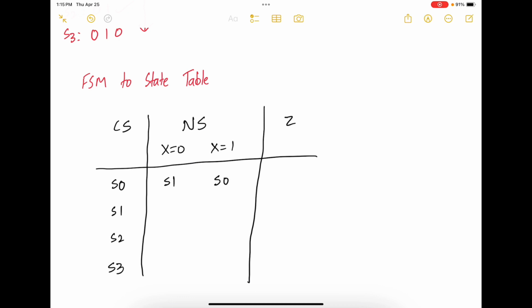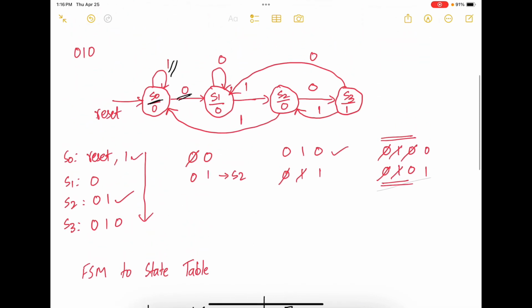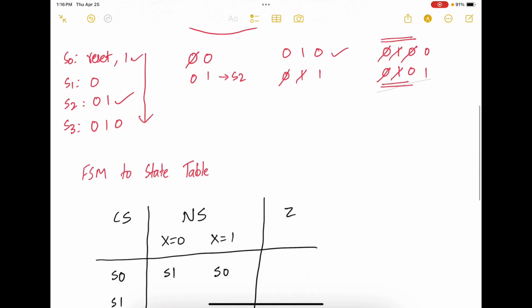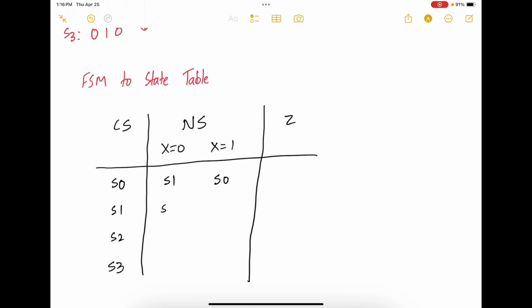Let's do the same thing for state S1. From S1, if you get the input 0, you stay in S1. And if you get 1, you move to S2. So 0 is stay in S1, 1 is move to S2. So it's going to be S1, S2.